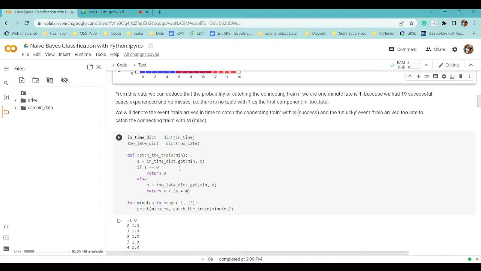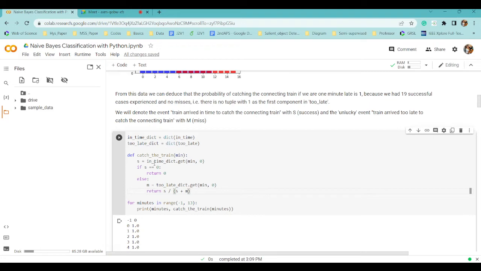For example, if your connecting train is leaving at 9:05 and your train reaches at 9, you are 5 minutes early, so it means you are on time, right? So there is success of catching your train. But if your train leaves at 9:05 and you reach by 9:07, you are 2 minutes late. So that is what we are talking about in terms of minutes.